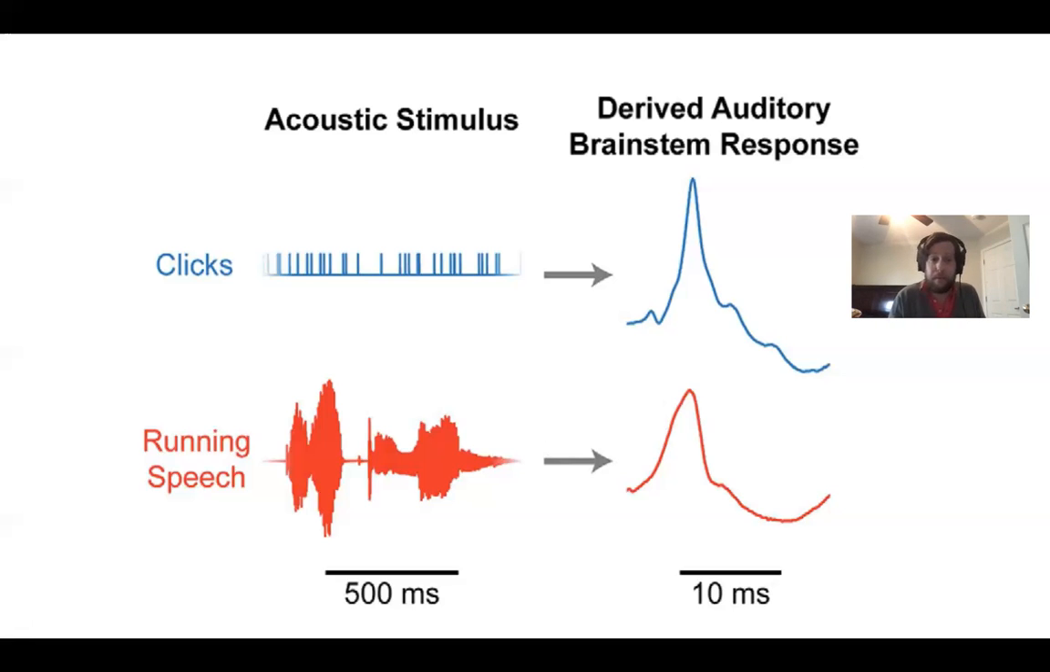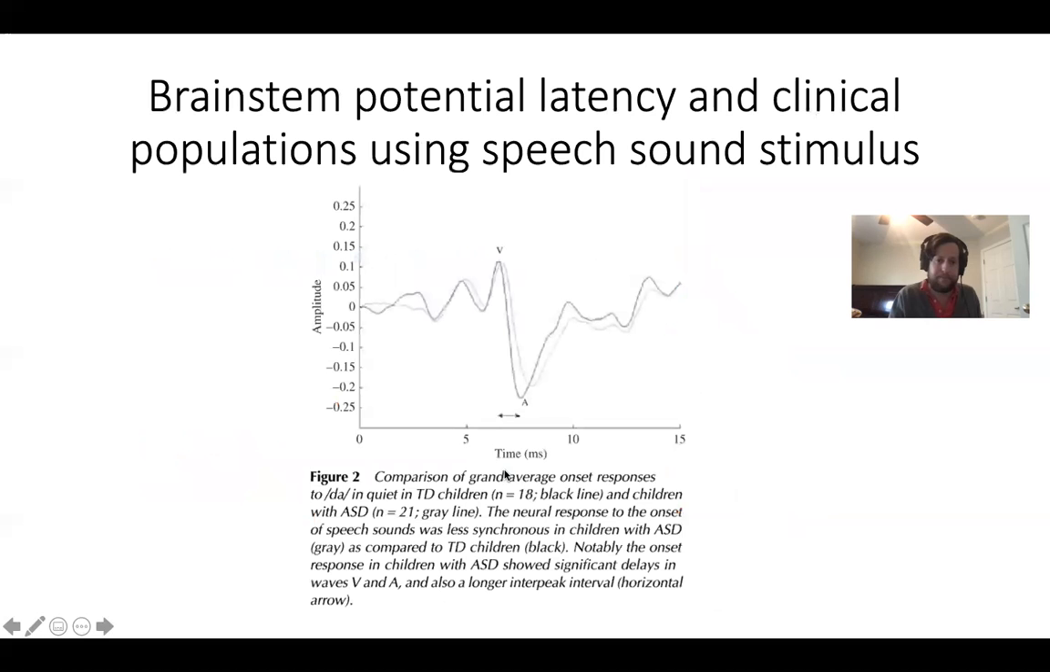In general, people with higher cognitive ability appear to have shorter latencies compared to people oftentimes who will have neurological impairments. The latencies, whether it's a click stimulus or a running speech stimulus, the latencies will be delayed in neurologically impaired people, typically. So here's some evidence supporting that.